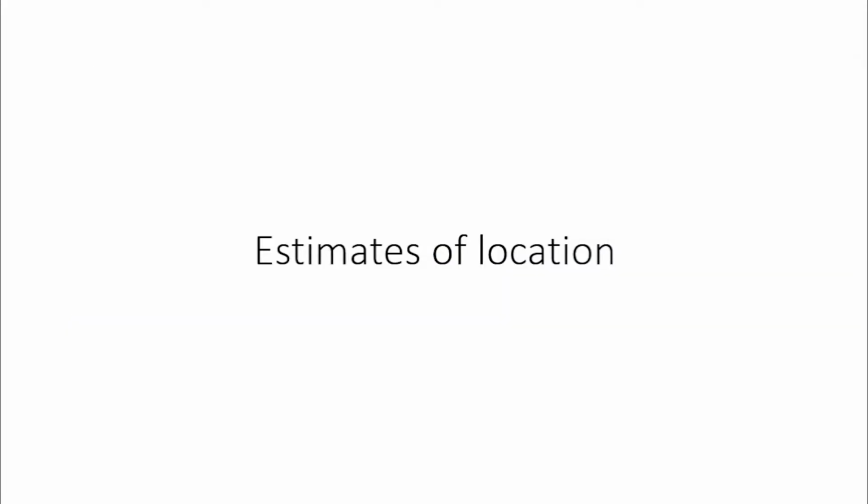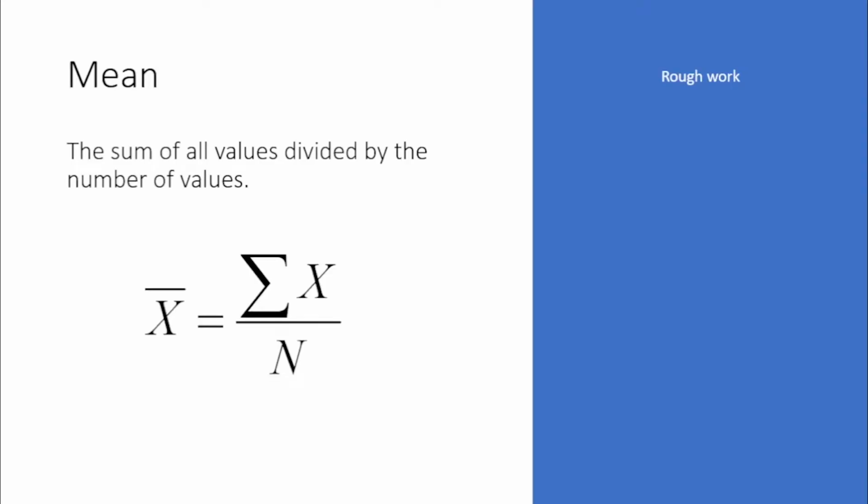So we'll look at the location estimators first. First, what we have is mean. Mean is the sum of all values divided by the number of values. I'll give you an example. For example, suppose we have a few numbers like 2, 5, 7, 9 and 11, say these are our numbers.